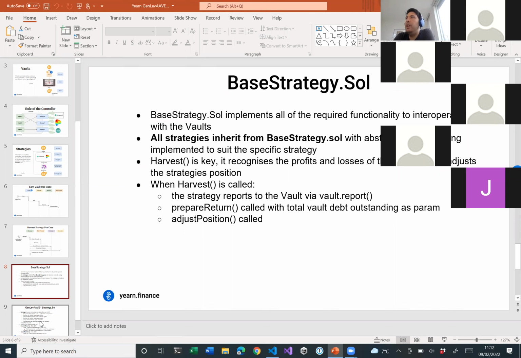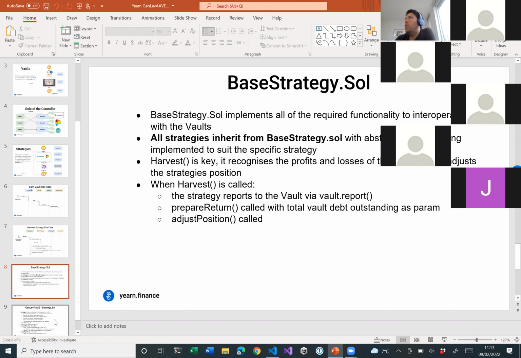In this base strategy, you're essentially calling a few different functions. So you're calling this harvest function that we talked about earlier as being really important. And you can see that it recognizes the profits and the losses of the strategy and adjusts the strategy position. So what is this function? We'll have a look at the specific code in a minute, but the main things it's doing is calling this vault.report function, the prepareReturn function, and then also this adjustPosition function. These are what I can see as being three of the key things that base strategy does.